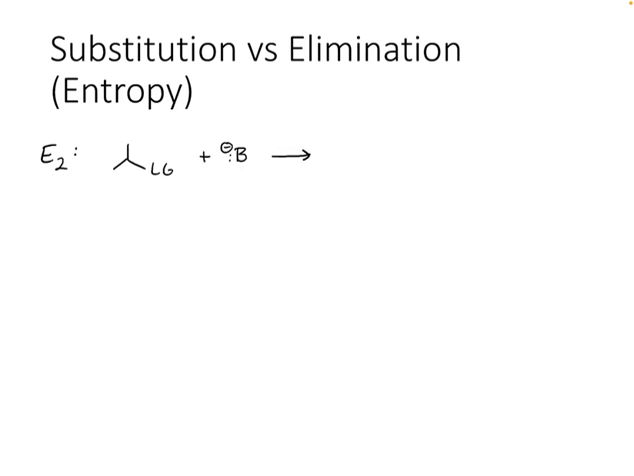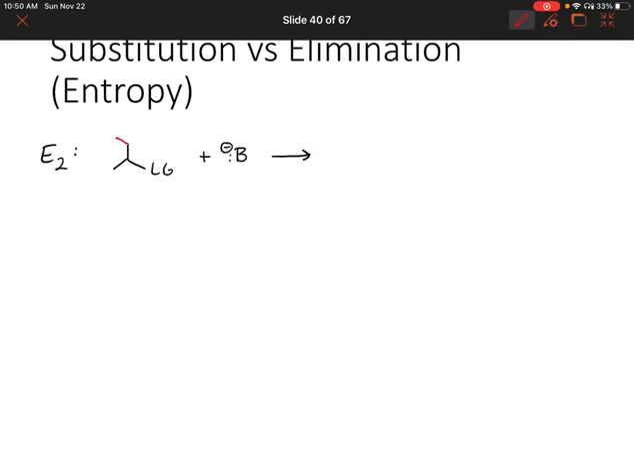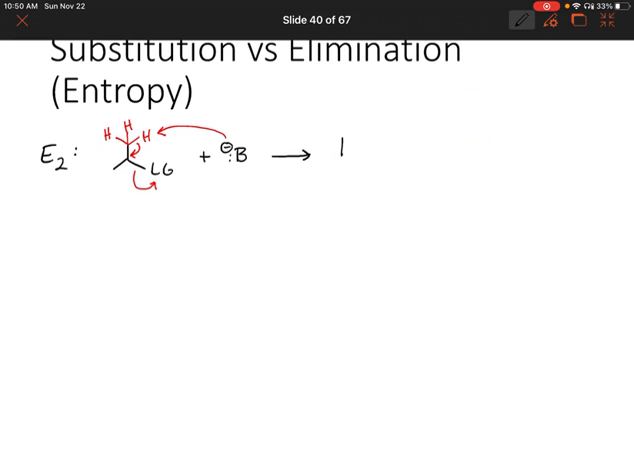And we know that the base is going to take a hydrogen from one of the beta carbons. And then the shared electrons will be left as a pi bond, which will cause the leaving group to leave. So we end up with an alkene, our conjugate acid, and our leaving group.